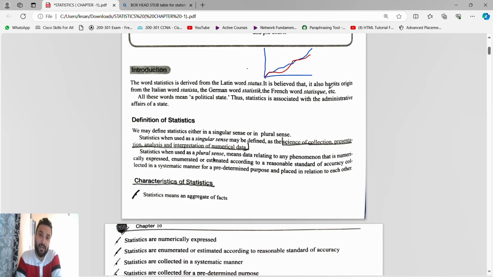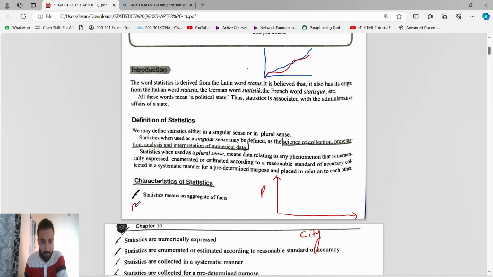So another is quantitative data. Quantitative data means where we have numeric values. Because if I give you numeric values, suppose you will make the population graph of 4 cities. So this is the population and this will be the city. Suppose Bangalore population is, just imagine, 15 lakhs. Chennai population is 20 lakhs, Delhi population is 10 lakhs. Mumbai population is 25 lakhs.